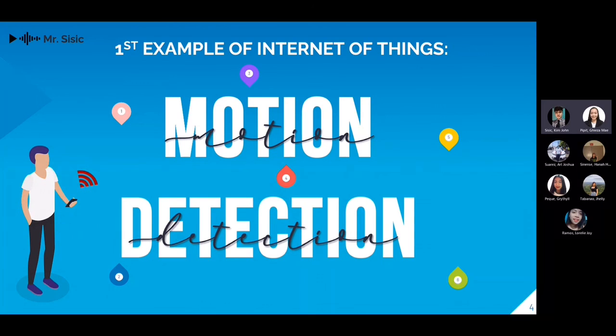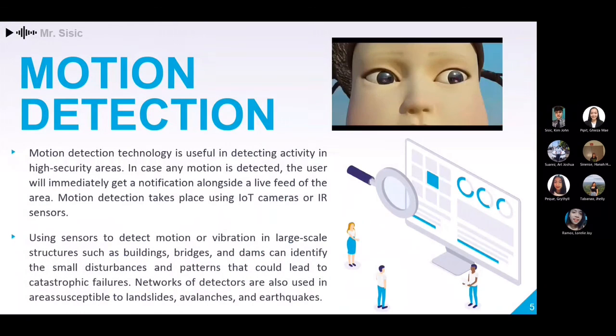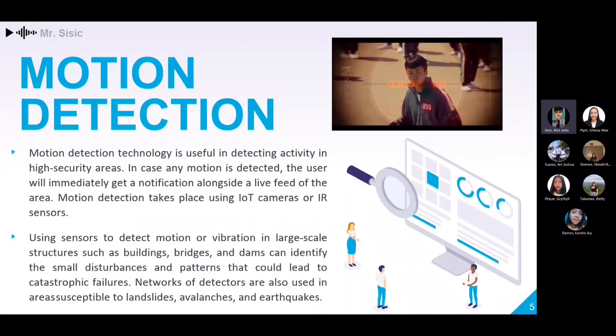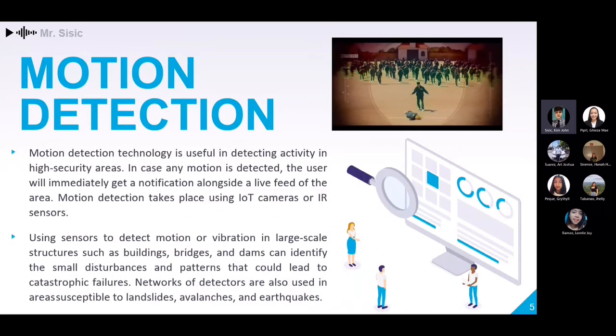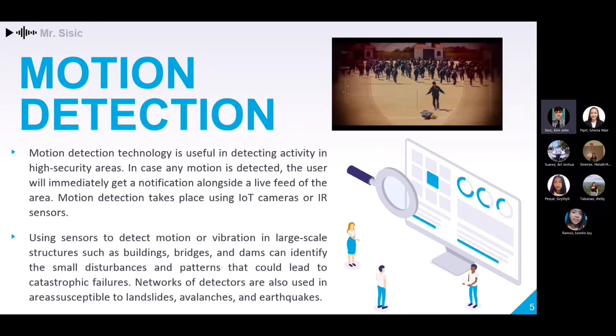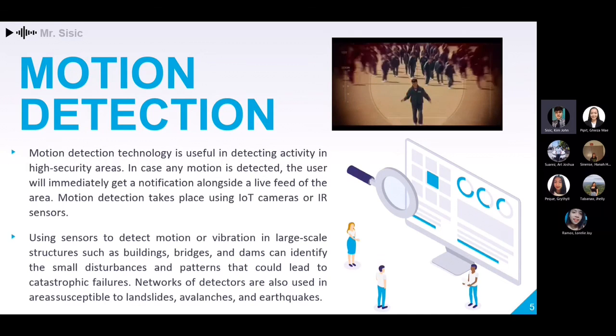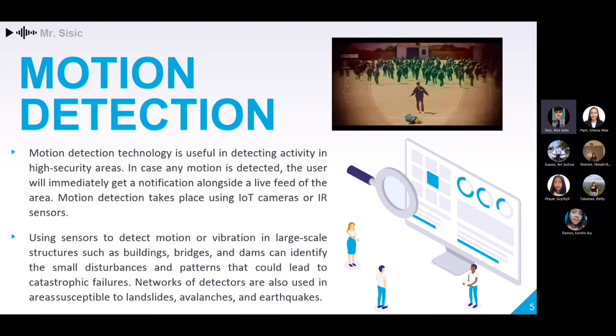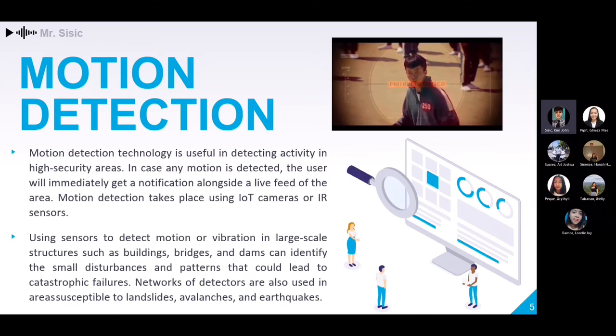So good day. We are now here at the first example of Internet of Things. The first example of Group 5 is motion detection. So next po. First, what is the meaning of motion detection? Motion detection technology is useful in detecting activity in high security areas. In case any motion is detected, the user will immediately get a notification alongside a live feed of the area. Motion detection takes place using IoT cameras or sensors.